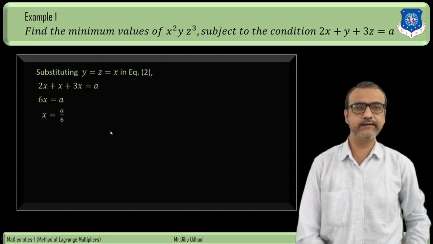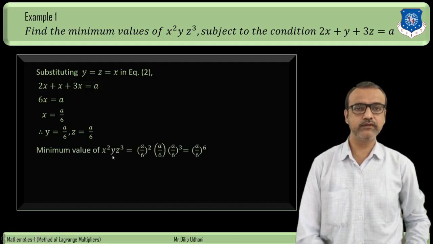But as we know that x equals y equals z, we have y equals a by 6 and z equals a by 6. So the minimum value of the given function x square y z cube is, replacing x by a by 6, a by 6 square, replacing y by a by 6, then replacing z by a by 6, it will become a by 6 raised to 3. So this whole will become a by 6 the whole raised to 6.